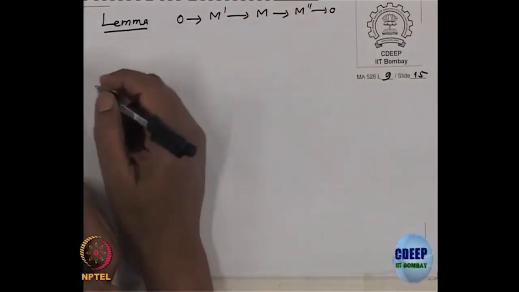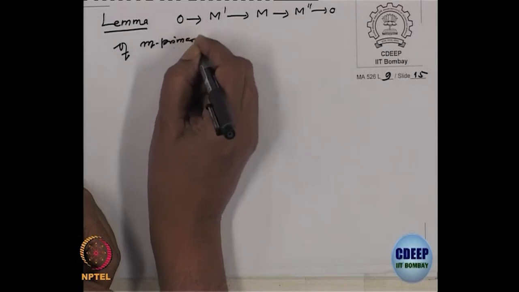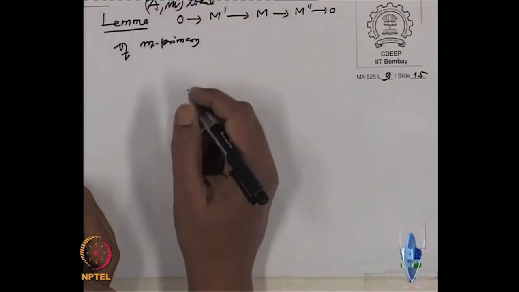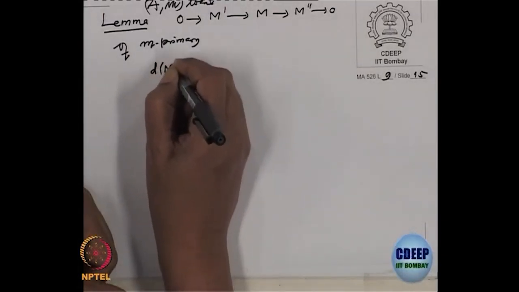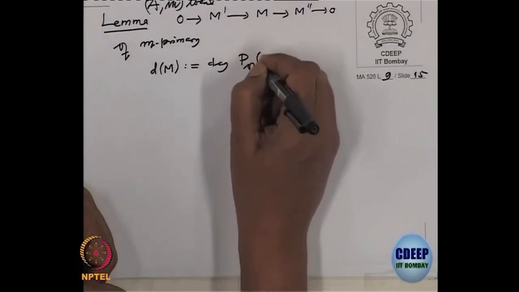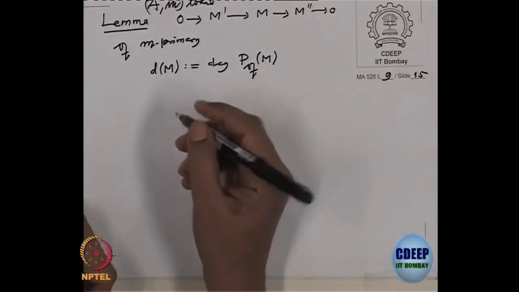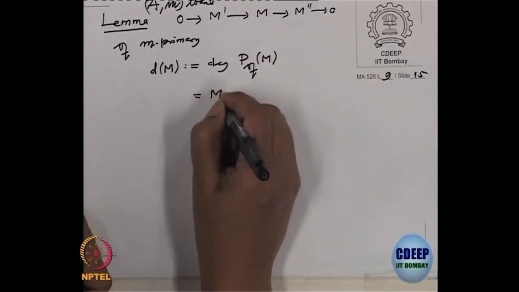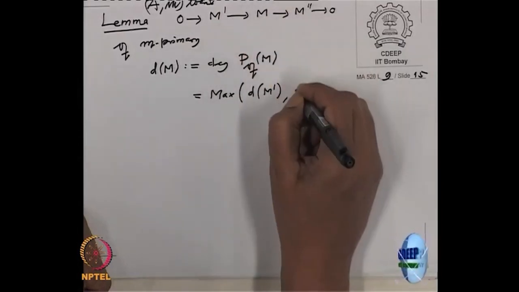and Q is m primary. And remember our assumption that A_m is local, and all these are finite modules, and d(M) we have put, this is the degree of this polynomial P_Q^M, a polynomial with rational coefficients, and we are calling its degree d(M). So, what we want to prove is, if you have a short exact sequence, this degree is the maximum of the degrees which will come from M prime and which will come from M double prime.